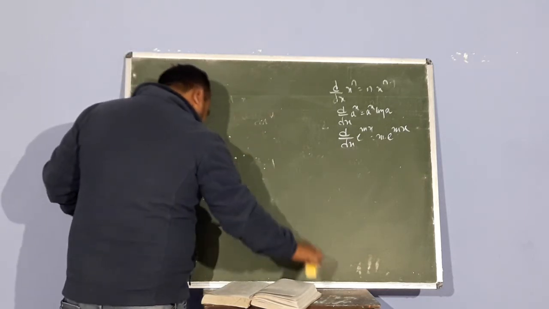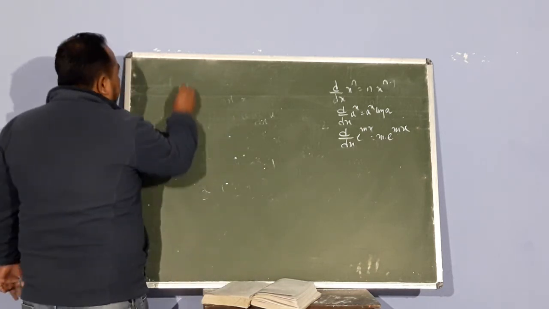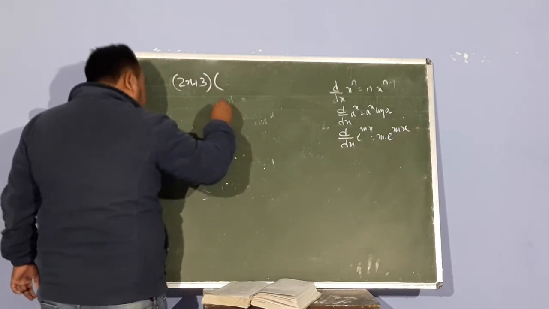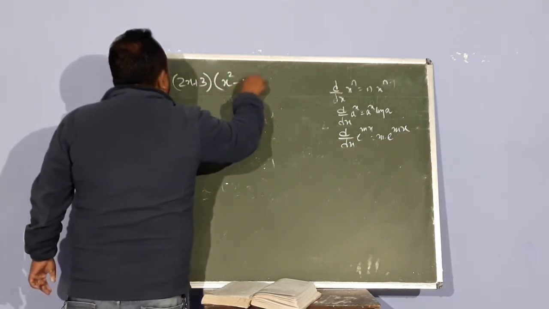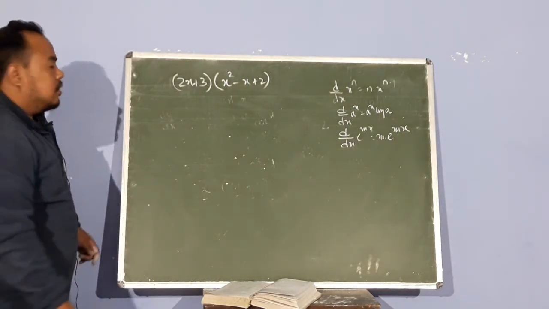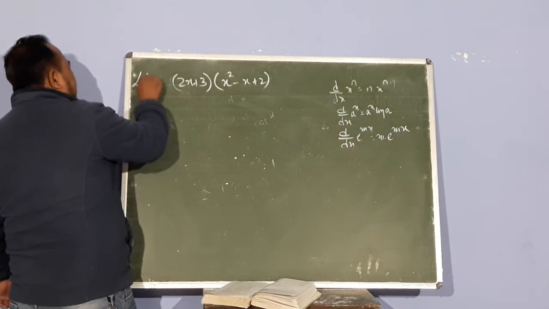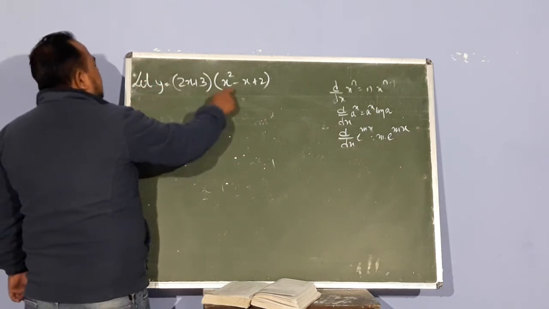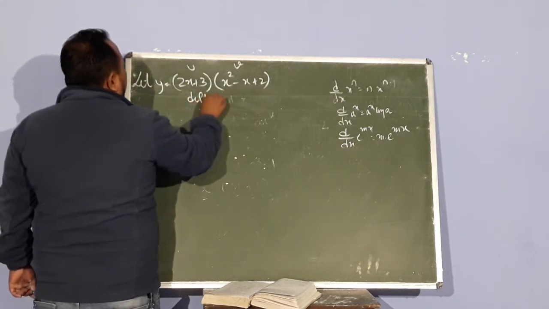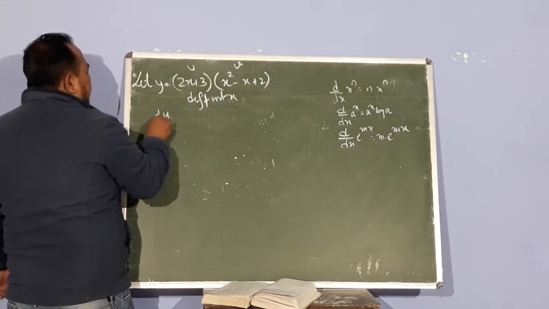With the same concept in mind, let me do one more. It's 2x plus 3 open bracket x square minus x plus 2. I'll be sending you the solution to all these questions in PDF, so please go through it. So let y equal to this. Since there's a multiplication sign, you take this as u and this as v. So what do I get? Differentiating with respect to x, differentiation of y is dy by dx.